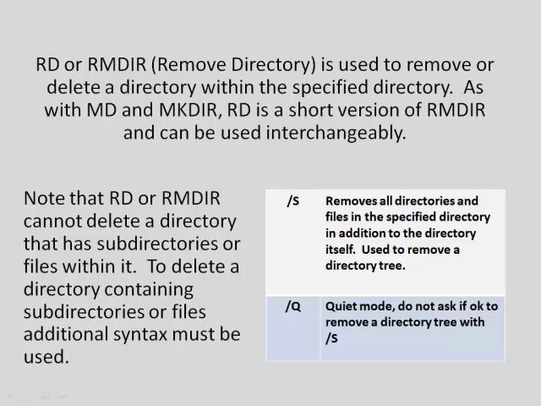And making directories is as simple as that. RD or RMDIR is used to remove or delete a directory within the specified directory. As with MD and mkdir, RD is a short version of RMDIR and can be used interchangeably. Note that RD or RMDIR cannot delete a directory that has subdirectories or files within it. To delete a directory containing subdirectories or files, additional syntax must be used. This syntax is shown to the right.